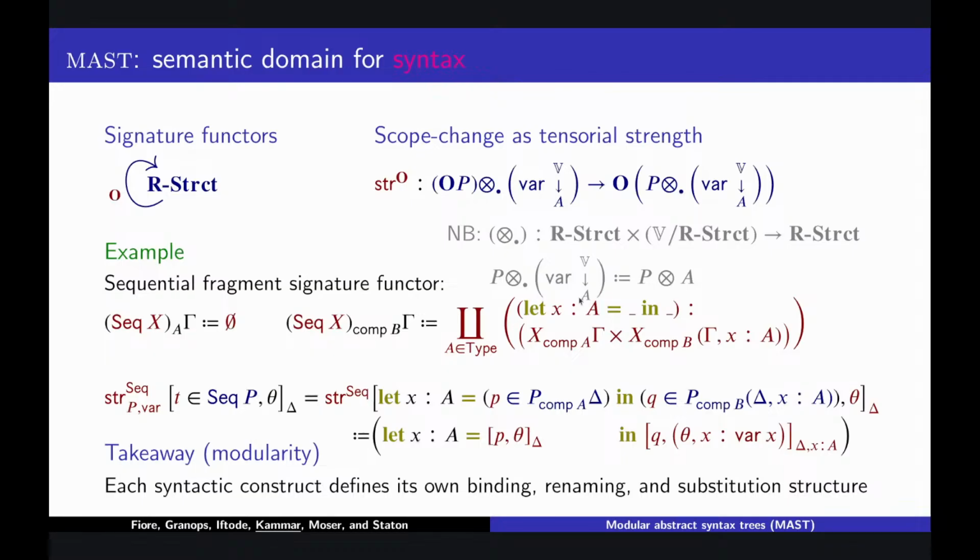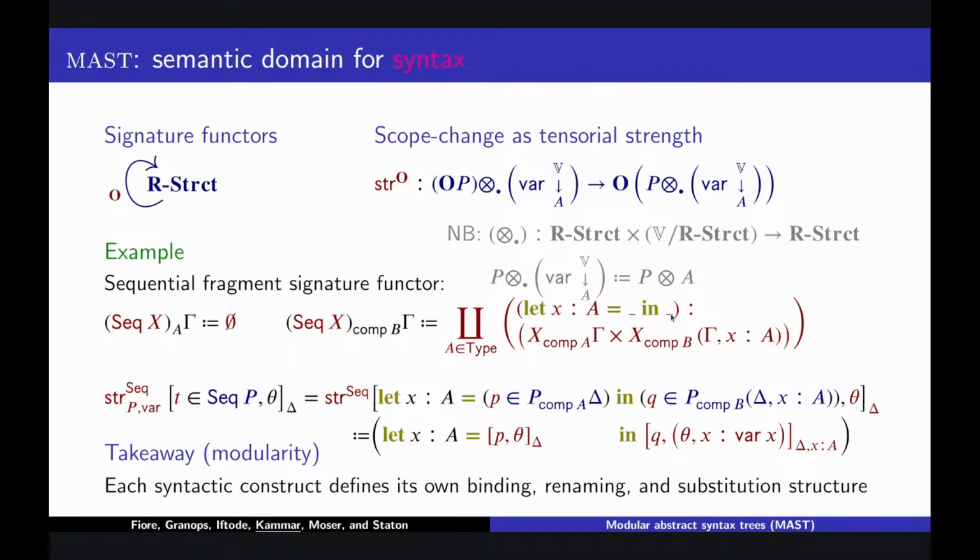Because this is really the heart of the theory, let's look at a concrete example for the strength. I think this is the thing you really wanted. So let's look at an example for an O functor, an endofunctor over R structures, together with a strength for it. For example, I'm looking at the let construct: let x colon A equals something in something else, and that really exercises almost all the ingredients you want to have.